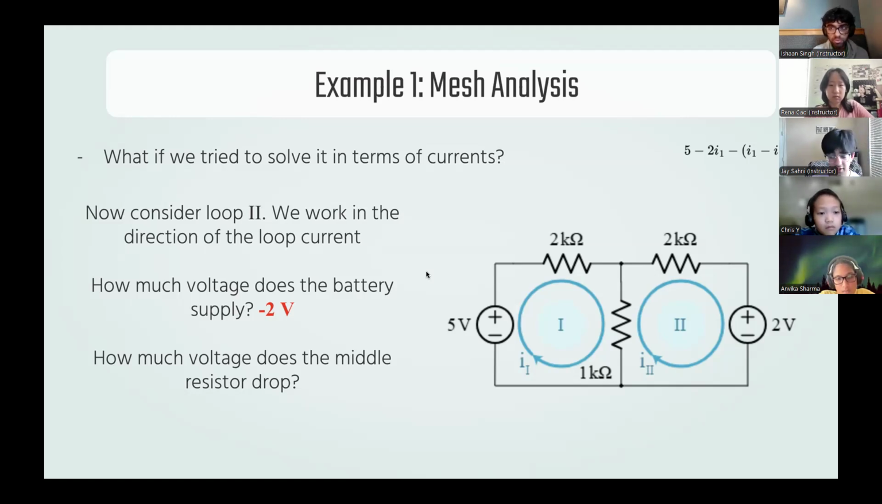So I was saying, it's 2 volts from the battery, but we have to consider the negative since it's going the opposite direction. Remember that when you're going from positive to negative, then it's going to be a negative voltage contribution. So, how much voltage does the middle resistor drop? Make sure you guys are keeping track of signs here. Okay, there's a couple of people sending chat.